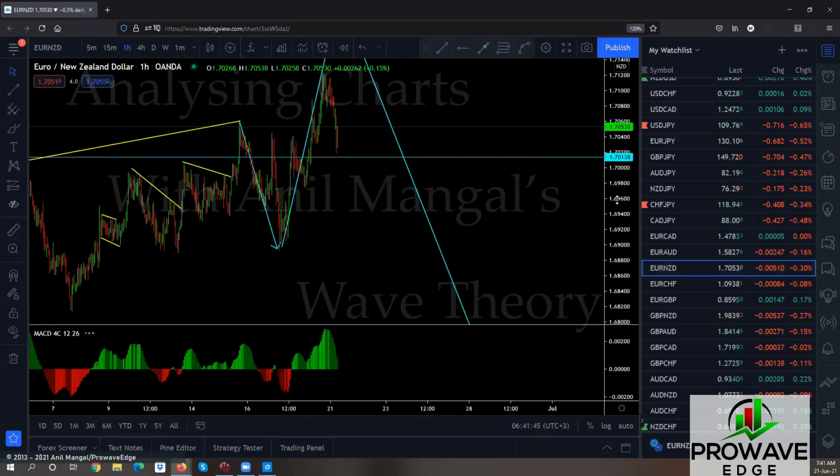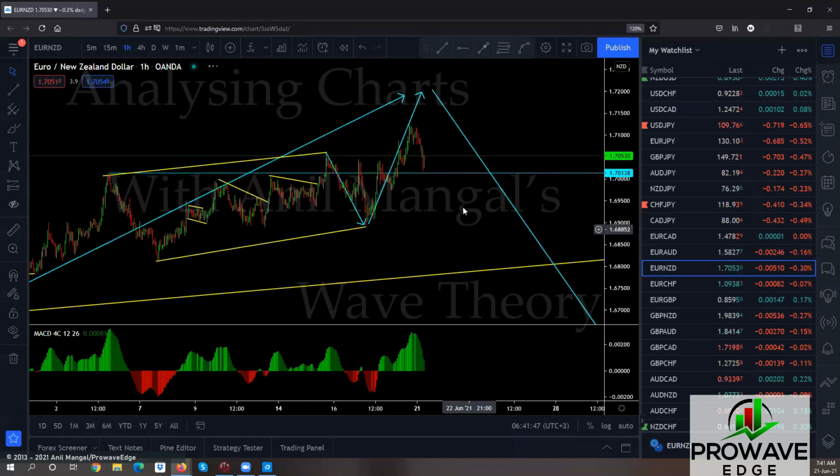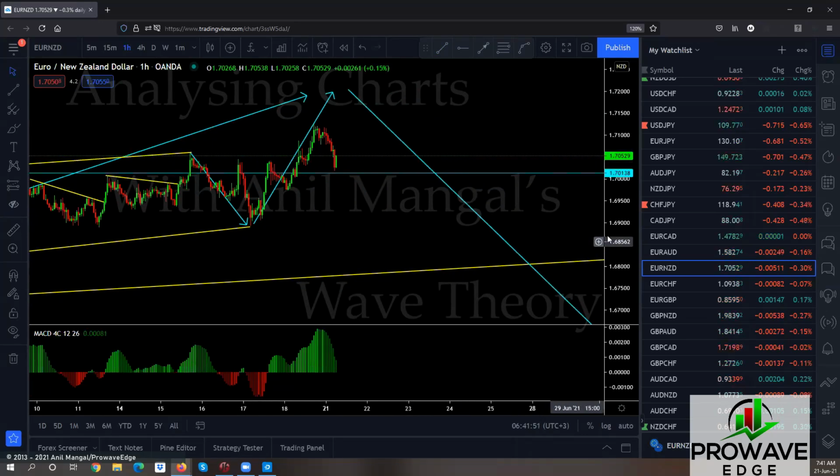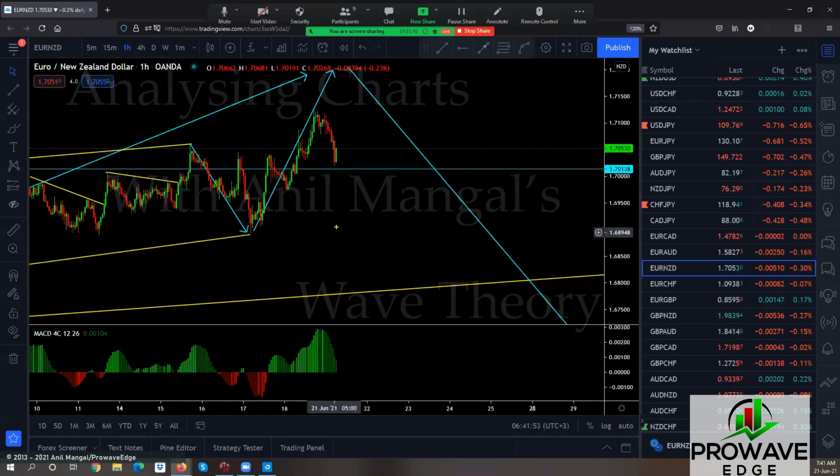Euro New Zealand in a corrective structure. Euro New Zealand, this could go a little more too, and then we were expecting. We did break the top, so if they're turning, we can go for the sell. Which means if this gives us a flag here, we're going for the sell. If they make a new high and then give a flag, we're selling.